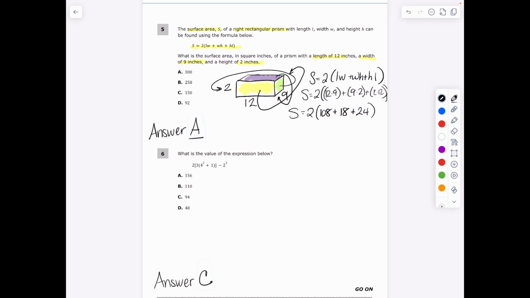So 108 and 18. And this is a type of problem where the more organized you can be, the better. So 108, I'm going to put it over here, plus 18. 16, carry the 1. Okay, 126. And 126 plus 24 gives me 150. Awesome. So S, the surface area, is equal to 2 times 150. And 2 times 150 is 300.